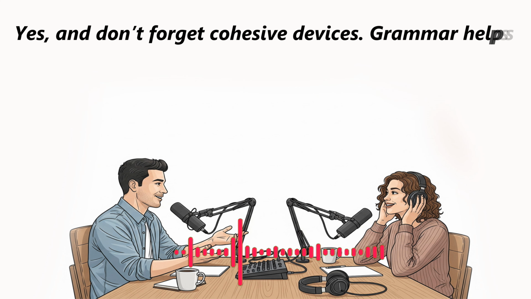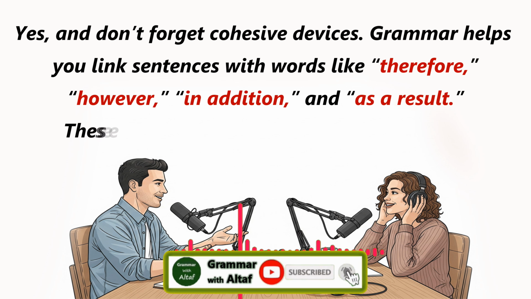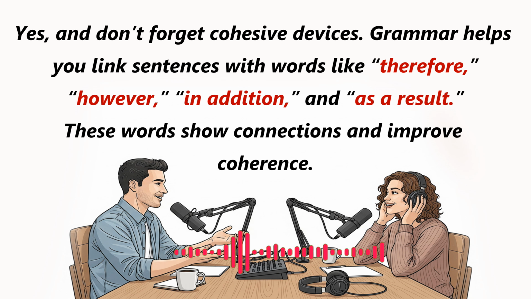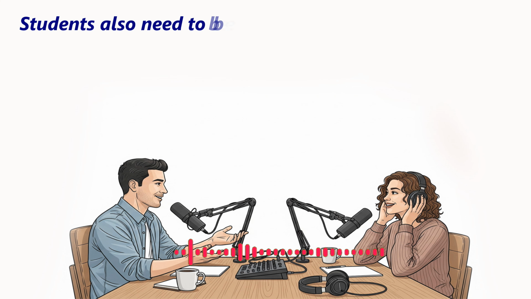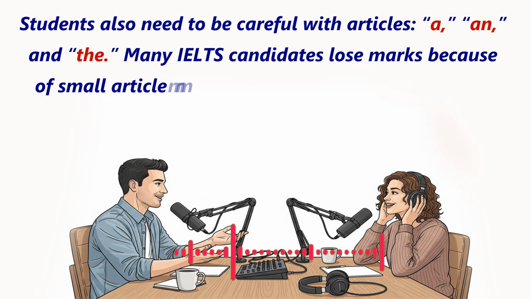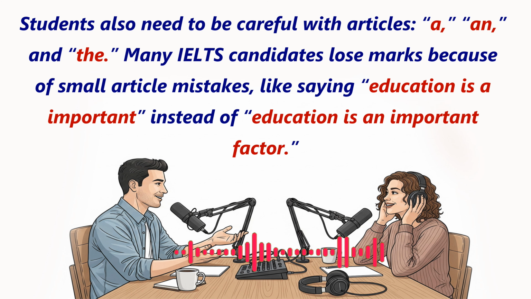Yes, and don't forget cohesive devices. Grammar helps you link sentences with words like therefore, however, in addition, and as a result. These words show connections and improve coherence. Students also need to be careful with articles: a, an, and the. Many IELTS candidates lose marks because of small article mistakes, like saying education is important instead of education is an important factor.